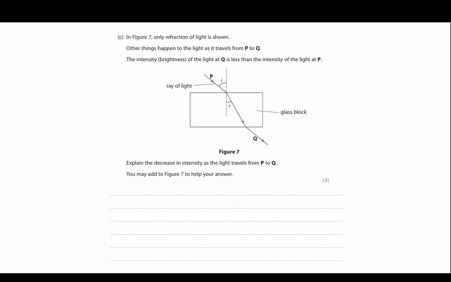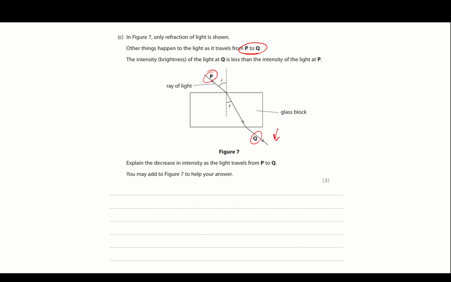Figure 7 was only refraction of light. Other things happen as it travels from P to Q. The intensity of the light at Q, so here, is less than it is at P. Okay, that makes loads of sense. Explain the decrease in the intensity.